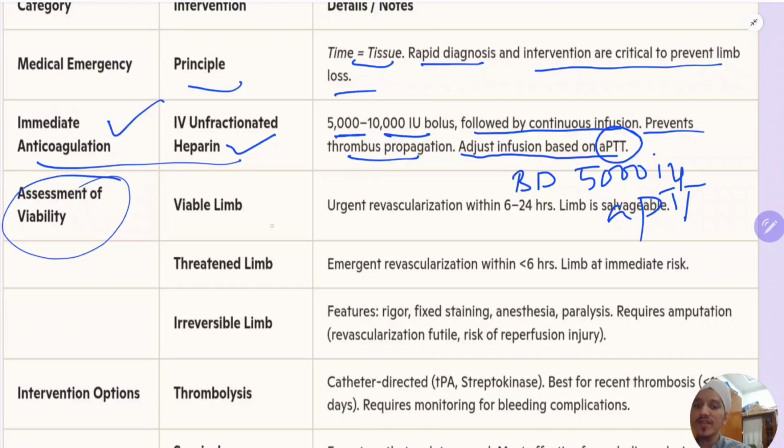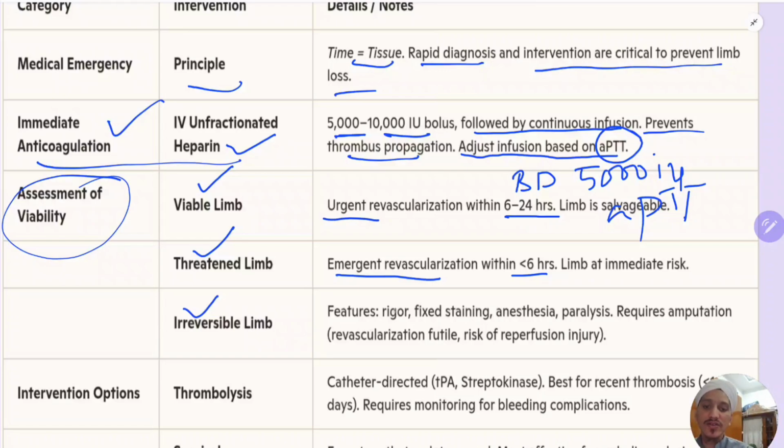After giving this, the same is the case for critical limb ischemia. You should assess the viability of the limb, whether the limb is viable, threatened, or irreversible. The decision depends upon that. If it is viable, urgent, meaning within 6 to 24 hours, you should revascularize the limb. Threatened, emergent revascularization, meaning within less than 6 hours, you should revascularize the patient.